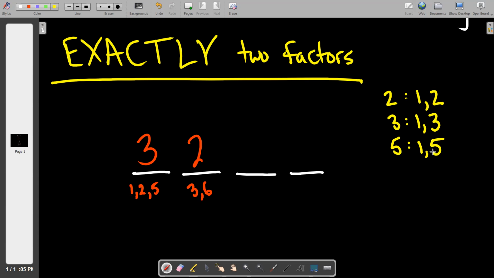How many prime numbers are on a die? 3, right? Their names are 2, 3, and 5. So if my teacher says, I need you to roll that die and I need it to come up as a prime, the prime options are 2, 3, and 5. And that is exactly 3.